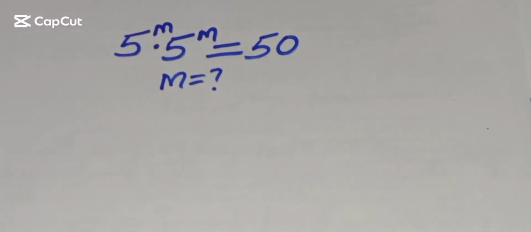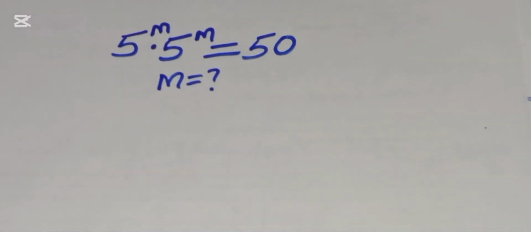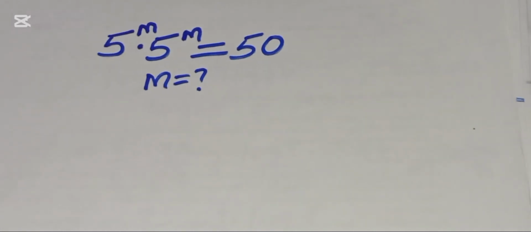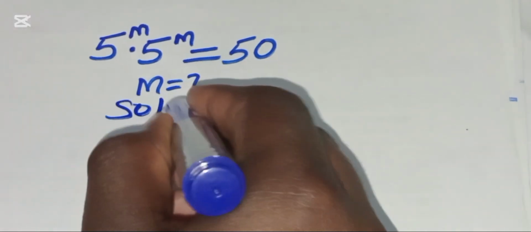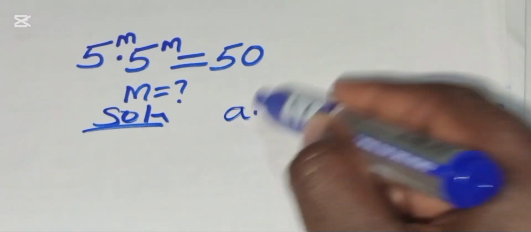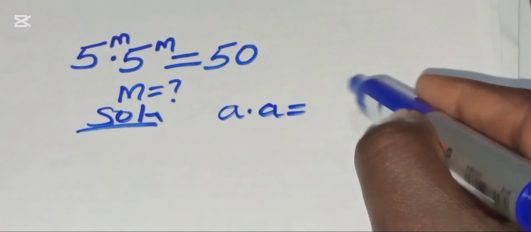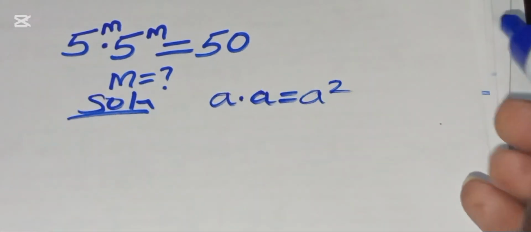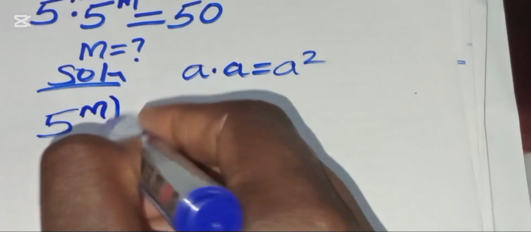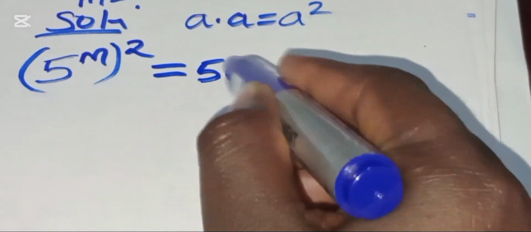Let's provide a solution given this nice exponential equation: 5 raised to the power m multiplied by 5 raised to the power m is equal to 50. So what is the value of m? Solution from here. 5 raised to the power m times 5 is in the form of a multiplied by a, which is basically equal to a squared. So this is the same thing as 5 raised to the power m, all squared. This should give us a value of 50.